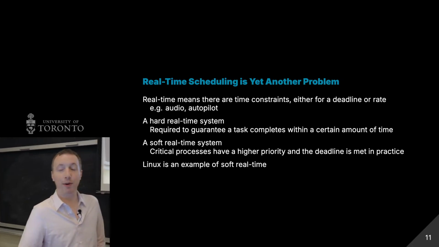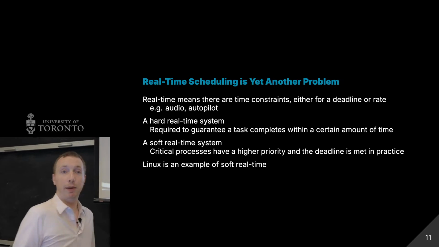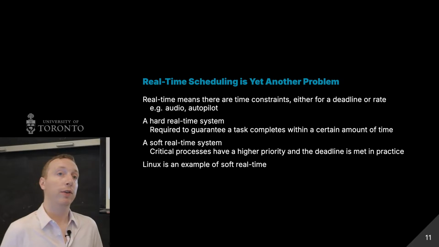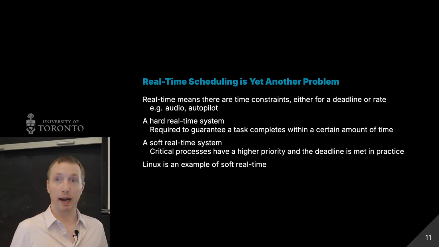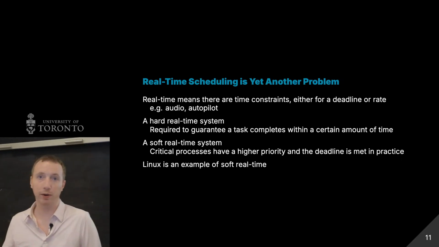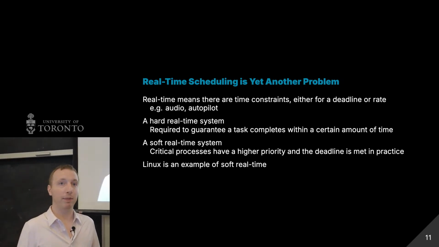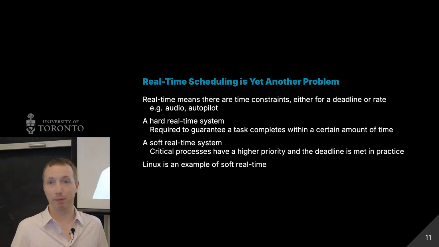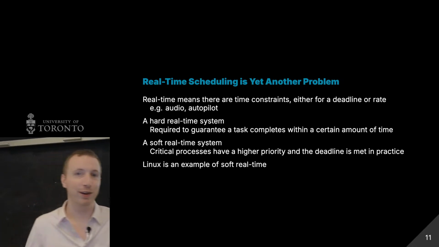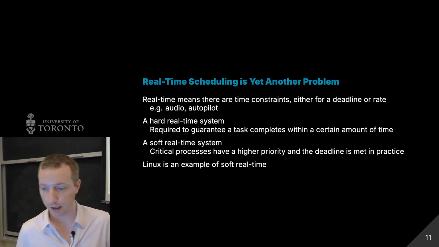All right, the other one is real-time scheduling, which is where things get fun. Real-time means there are some time constraints, either for a deadline or a rate. For example, audio has to happen every sampling period, otherwise you'll get distorted audio and it will sound absolutely horrible. Or maybe autopilot, something that has a deadline. You want autopilot to be able to react within, I don't know, a few milliseconds, or it will run over someone. So you probably want it to actually do something every specified time period.